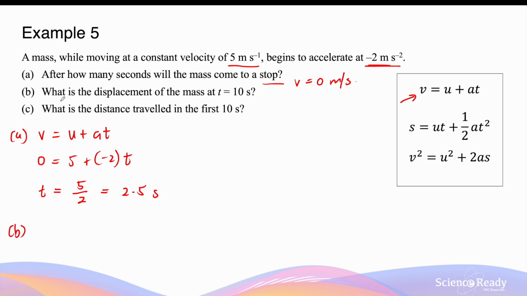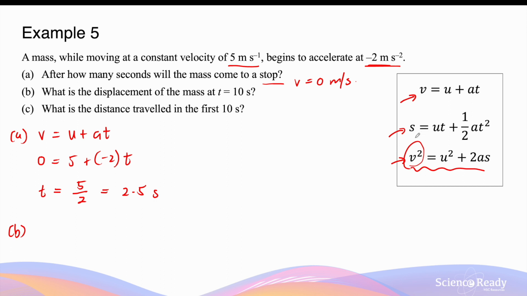Part B, what is the displacement of the mass at t equals 10 seconds? So again, we can consider the second and third equation because only these two contain the variable displacement. However, the third equation is a bit more difficult because it requires us to know the final velocity at 10 seconds. And this is something that we are not given and we haven't found yet through calculations.